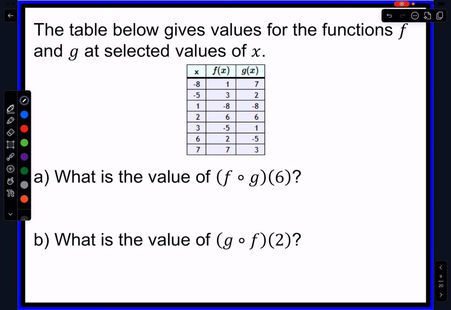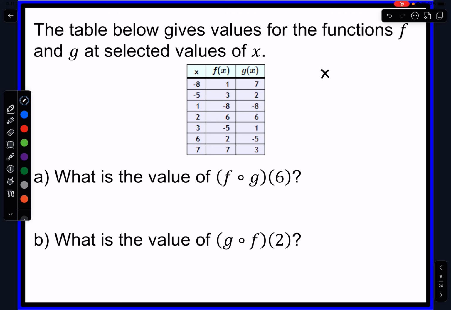In this example, I'm going to show you the strategies on how to evaluate the composition of two functions using a table. I highly recommend separating the two tables and making a table for x, a table for f, and a table for g.